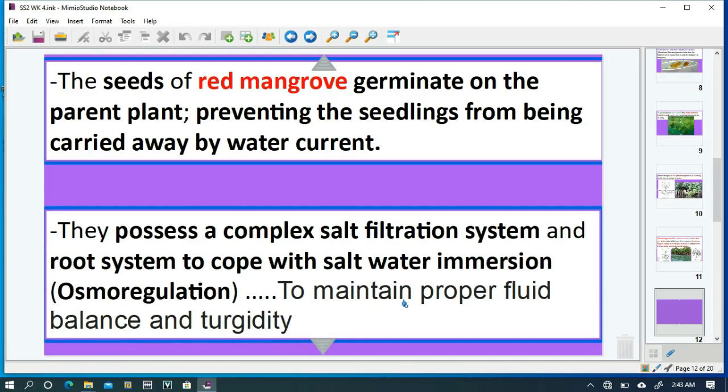And they also possess a complex salt filtration system and root system to cope with salt water immersion, osmoregulation, the ability to maintain their constant internal composition irrespective of their changing environment, so as to maintain proper fluid balance and turgidity.